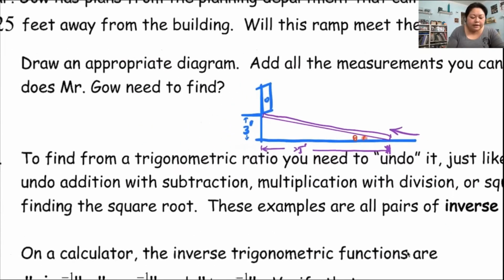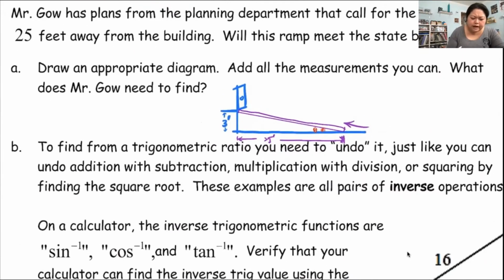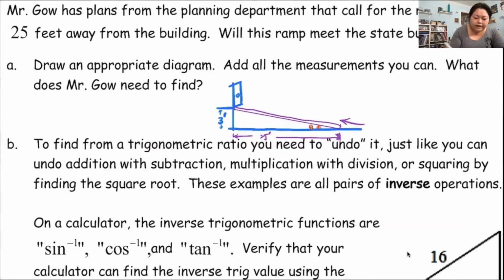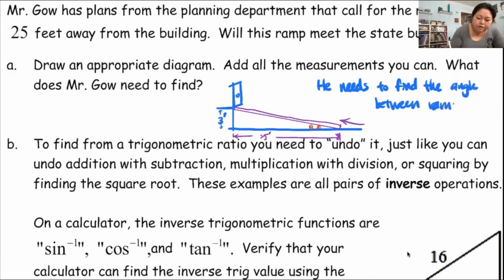Okay, so it says, what does Mr. Gao need to find? Well, Mr. Gao needs to find that angle, right? So let's answer the question first. Apologies, try again. He needs to find the angle between ramp and ground. So he needs to find theta. In parentheses, put theta. So again, I just put a little circle with a bar through, okay? To find theta from a trigonometric ratio, you need to undo it.